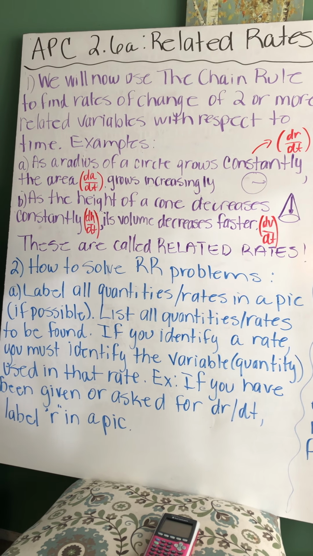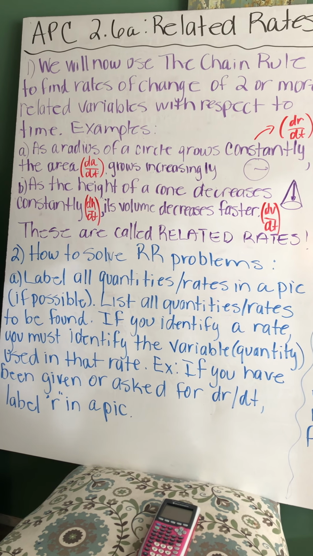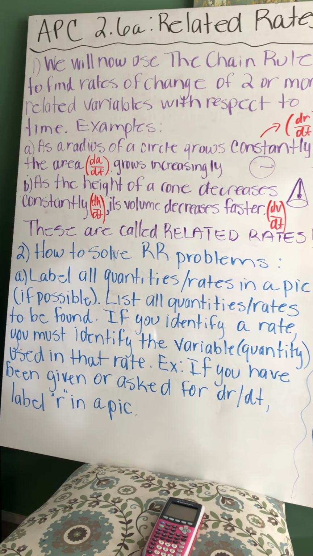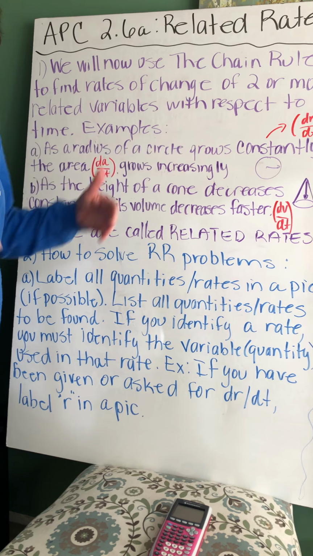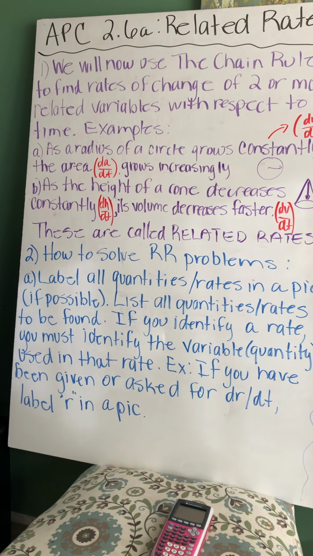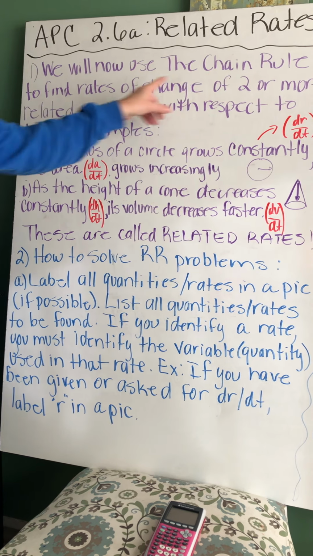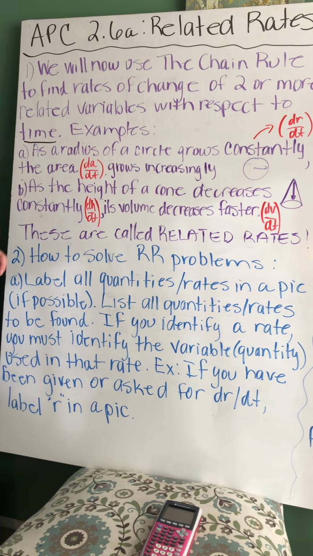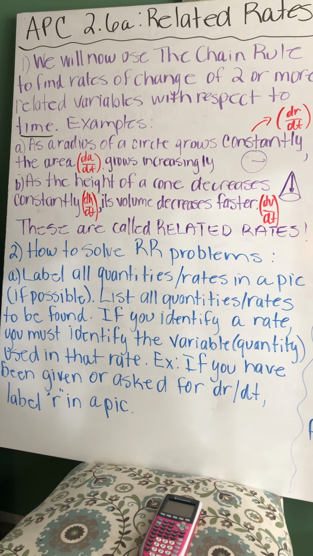You use the chain rule on implicit differentiation, right? You learned it in 2.4, used it in implicit differentiation in 2.5. Now we're also going to use it in 2.6 because we're going to have some time involved. We will now use the chain rule to find rates of change of 2 or more related variables with respect to time, because we know time is an independent variable and everything changes according to time.